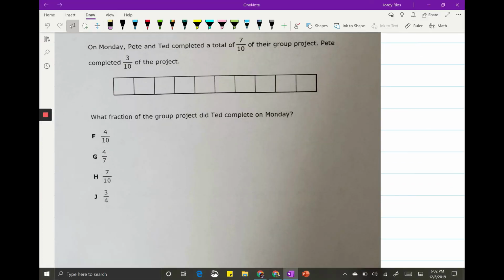Okay? Next one. On Monday, Pete and Ted completed a total of 7/10 of their project together. Okay? Pete completed 3/10 of the project. What fraction of the group project did Ted complete on Monday? Okay? Together they completed 7/10. Pete completed 3/10 of the project. My question is, what fraction of the group project did Ted complete on Monday?